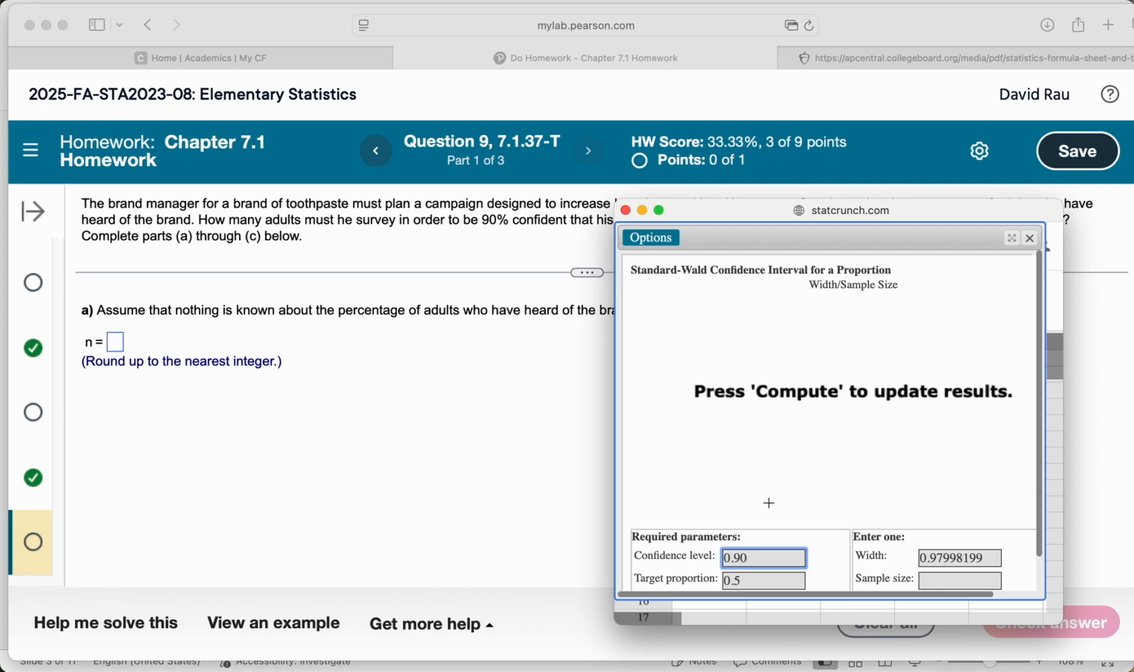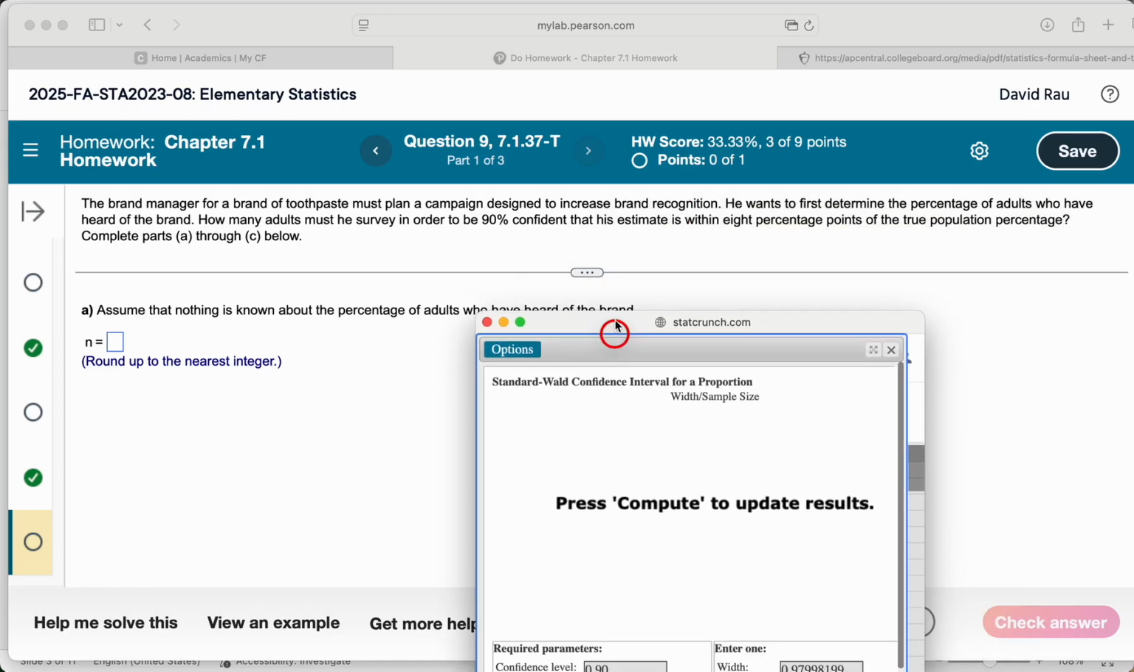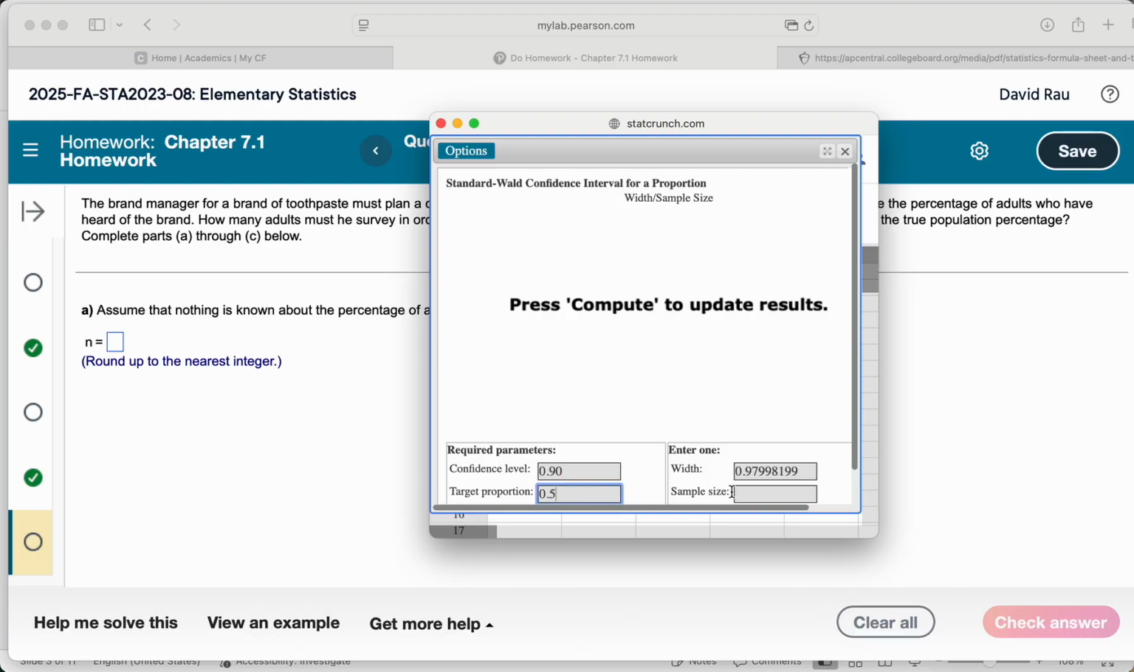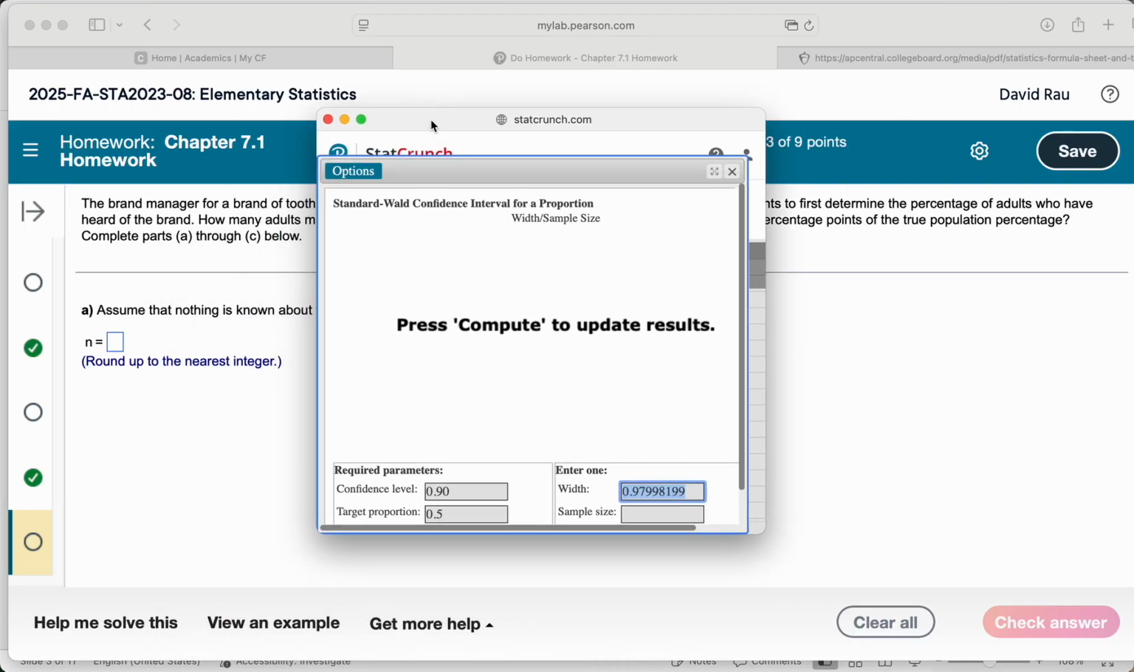So they wanted 90% confidence. Now target population. Here's the new thing for proportions. It says, assume we don't know anything. If you don't know anything, use 0.5. In other words, it's a coin toss. And then what's my width? Well, they wanted the width to be within 8 percentage points. Careful, that's 0.08.